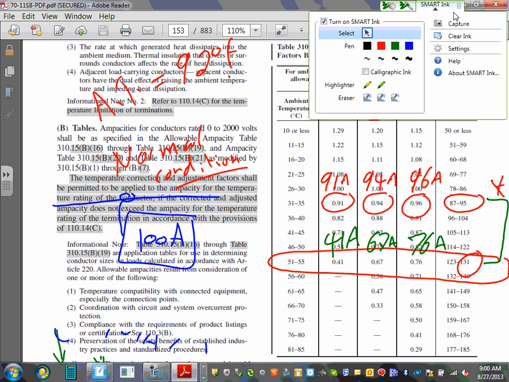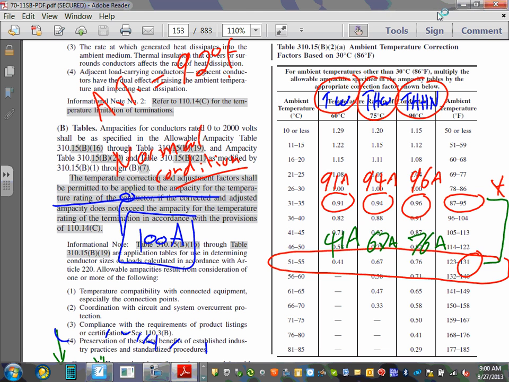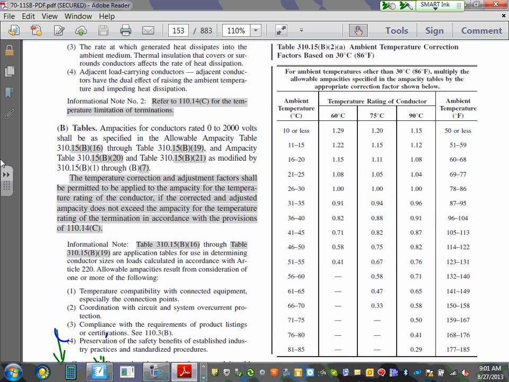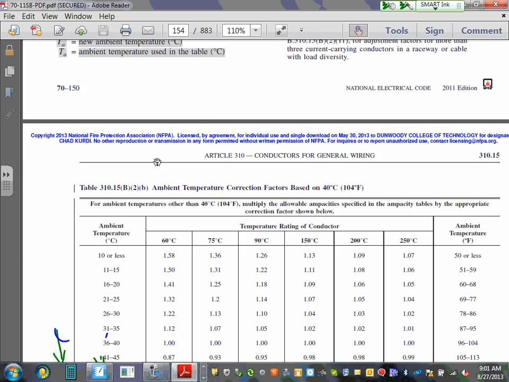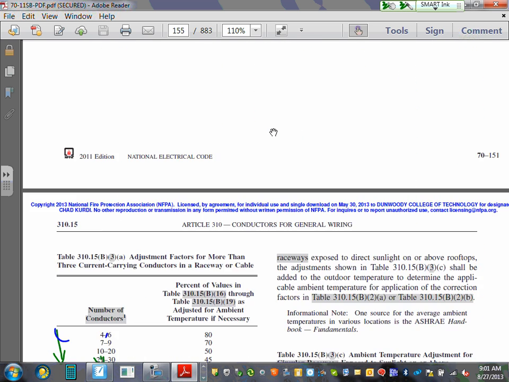So that's derating number one, really straightforward. This is derating based on temperature. There's also derating based on number of conductors. Now, there's another table here, guys, for derating. This one is for high temperature conductors. Very few of you would be able to use that one in your career, so I'm not going to even bother with that.